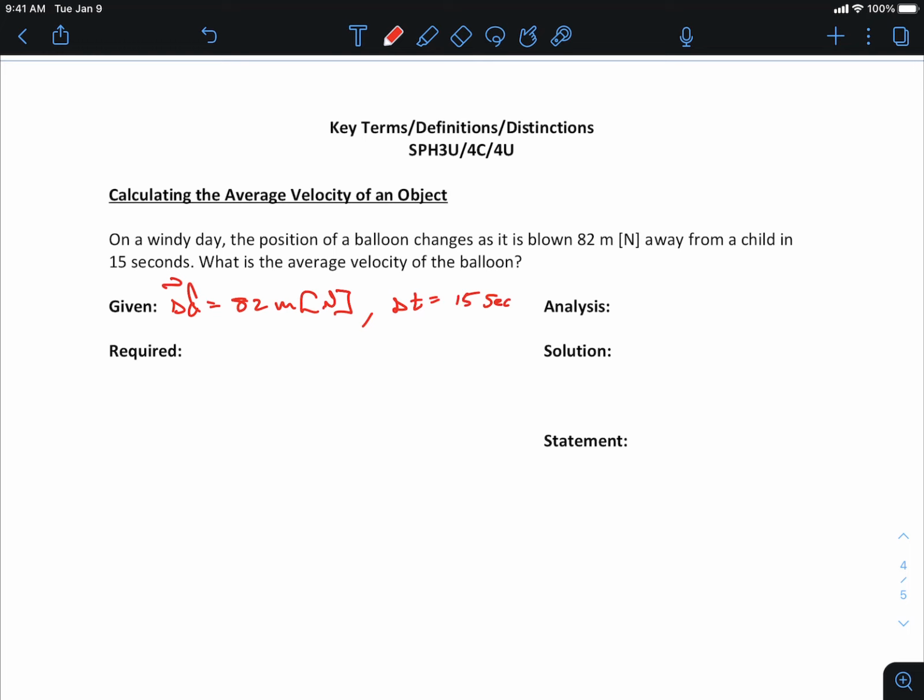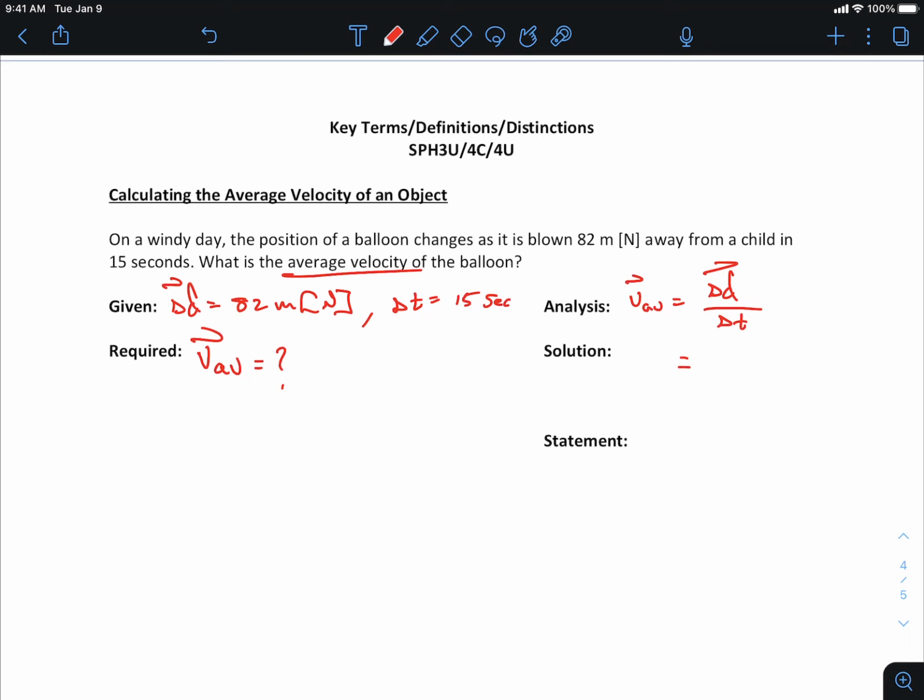What's the thing I'm looking for? Do I leave it VAV? No, because I'm not talking about speed. I'm asked for the average velocity. It's a vector, so we write an arrow over top. That's what I'm looking for. Okay. Well, we know this doesn't change anything. It's just the fact that it has a direction tied to it, right? So we're going to have VAV is equal to the change in displacement divided by the change in time.